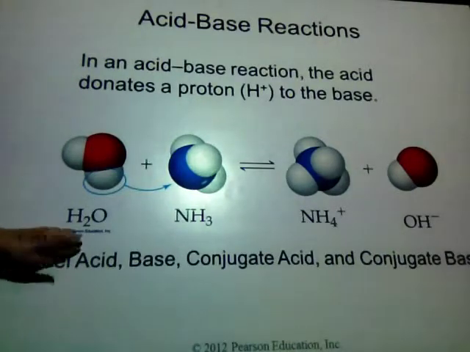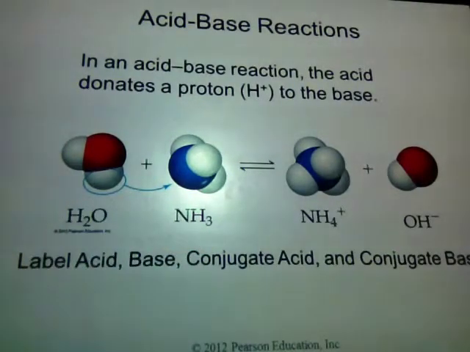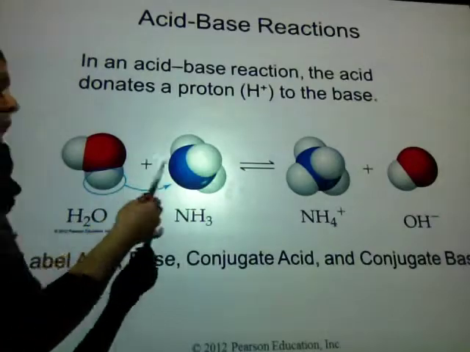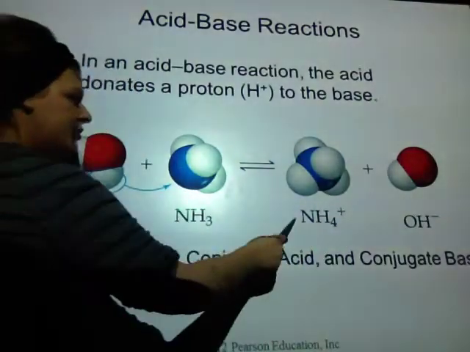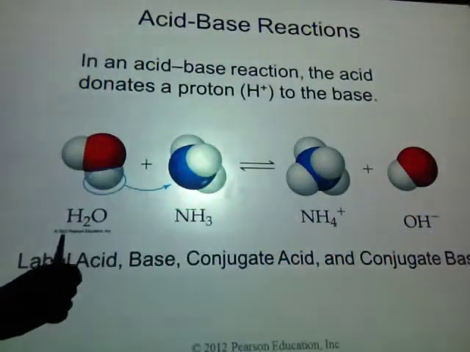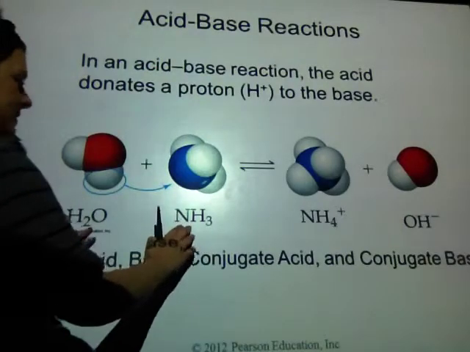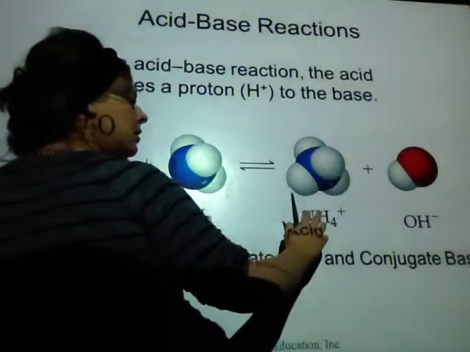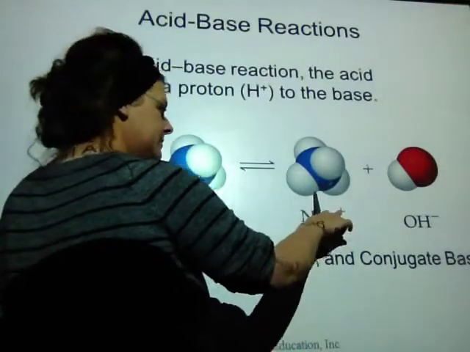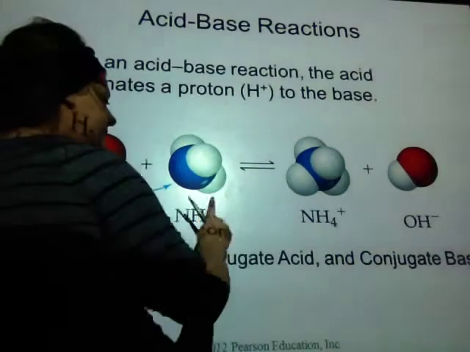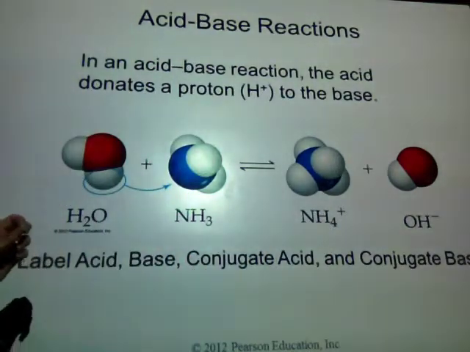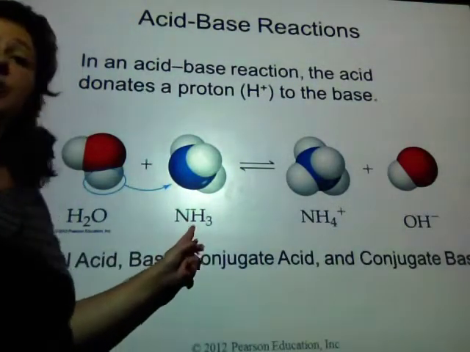So in this case, I have water reacting with ammonia, NH3. So if I look at my products over here, I produced ammonium ion, so I produced NH4+, and then I also produced hydroxide ion, OH-. So if I look here at my reactants, I had NH3, but then on the product side, I see that NH3 gained a hydrogen ion to become NH4+. So in this case, I see that my NH3 is going to accept that hydrogen ion. So if that is accepting the hydrogen, NH3 must be my base.